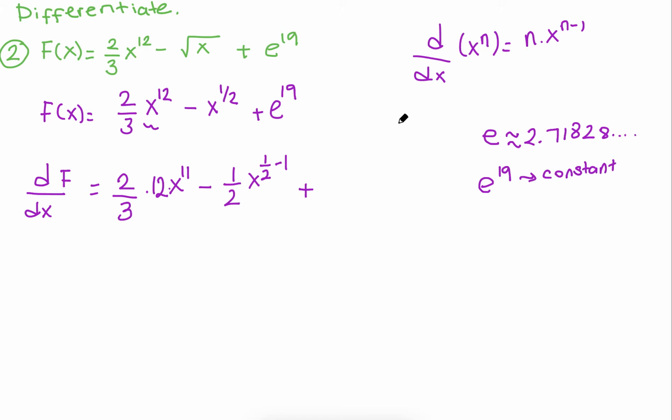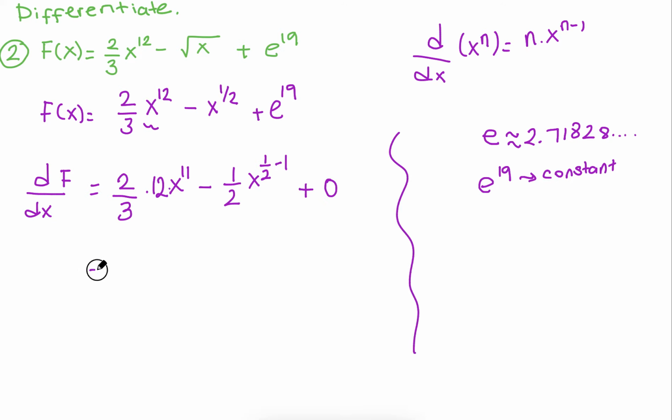So I don't really apply the power rule for this because I'm taking the derivative with respect to x, and this expression doesn't have any x in it. e is a constant number, and the derivative of a constant is 0.